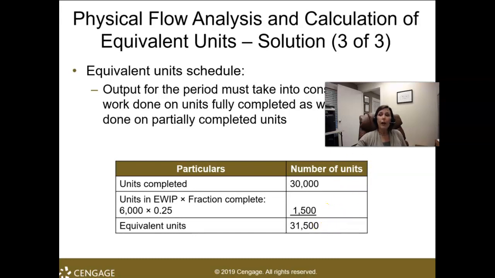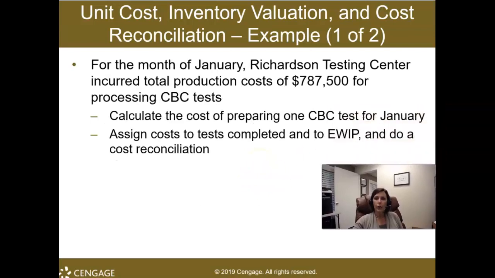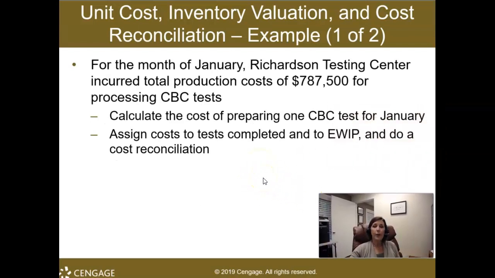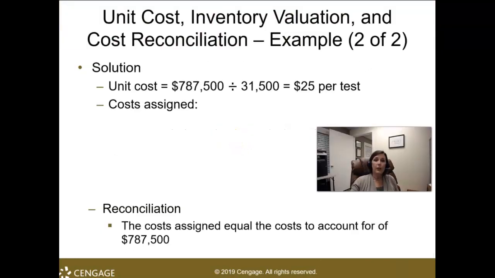So now let's figure out what we're going to do in terms of costs now that we know how many equivalent units we've got to deal with. So we've got total costs of $787,500 for this period, and we are applying them on a per test basis. So now we can start assigning costs on a per test basis.